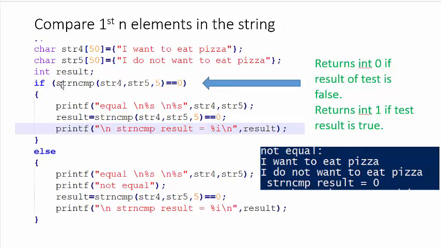So it turns out that when you do this test, the result of this test is that 0 is returned back to the program if the result is false, and 1 is returned if the test is true. And I want to show you how to use that. So here, let's do the test. The test says, are the first 5 characters elements equal or not equal? If they are equal, then I'm going to print the result.